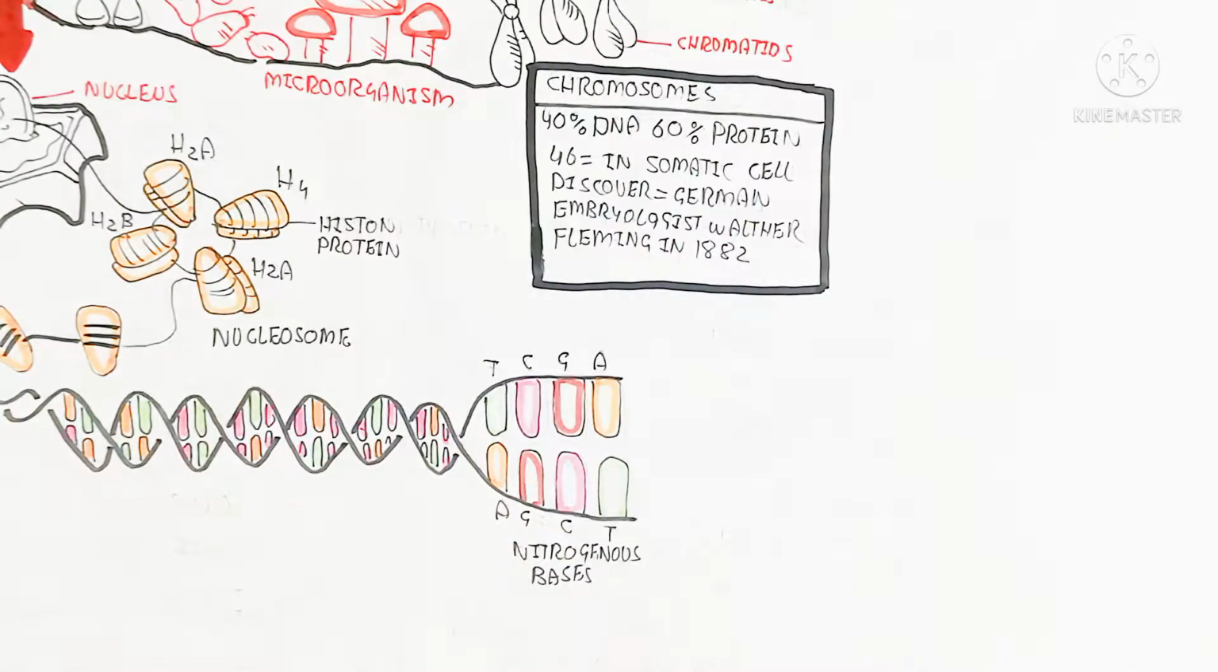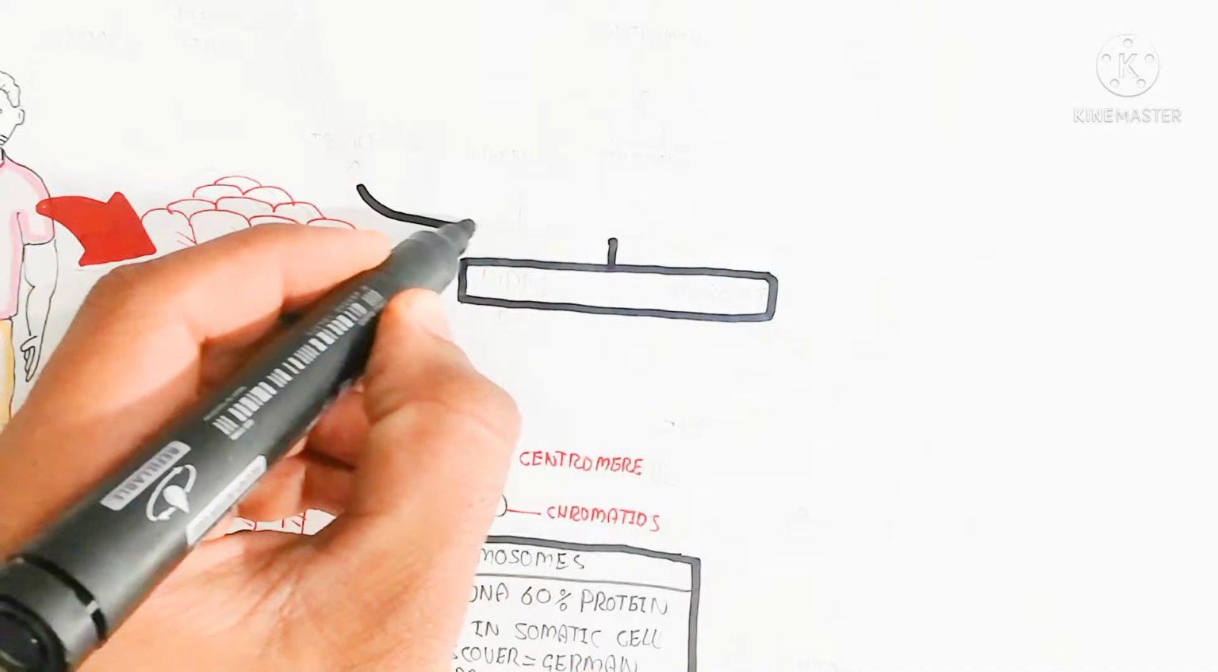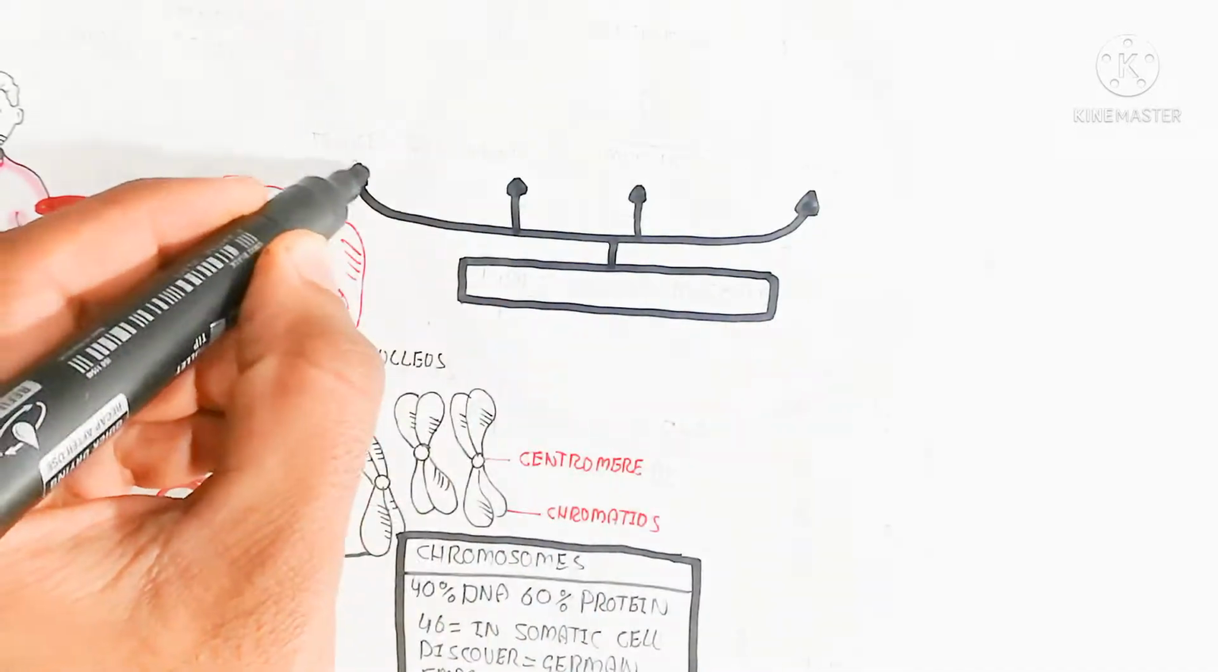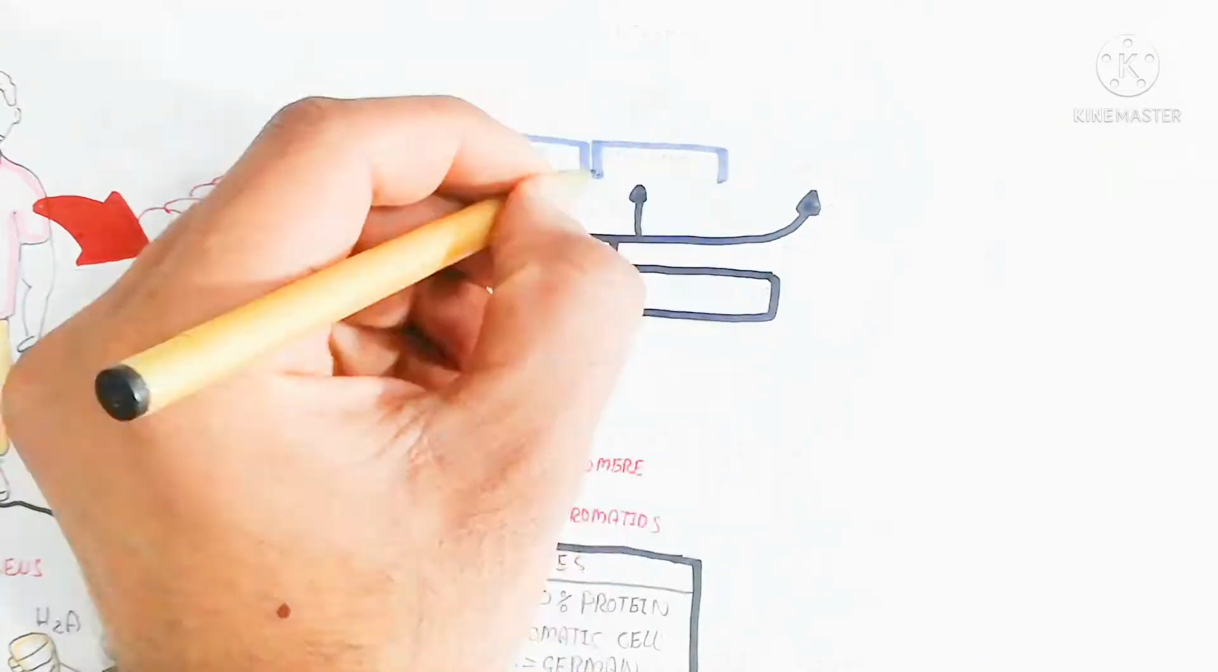Here is the DNA, which contains nitrogenous bases: adenine, thymine, guanine and cytosine. Adenine always pairs with thymine, and guanine always pairs with cytosine.